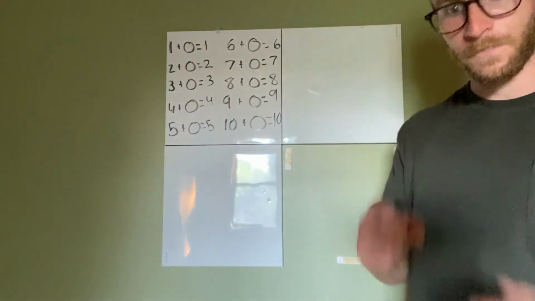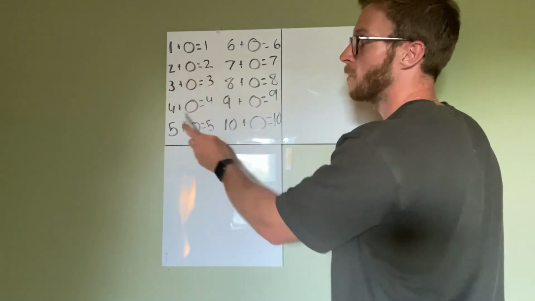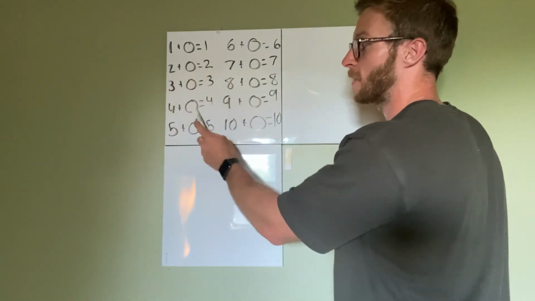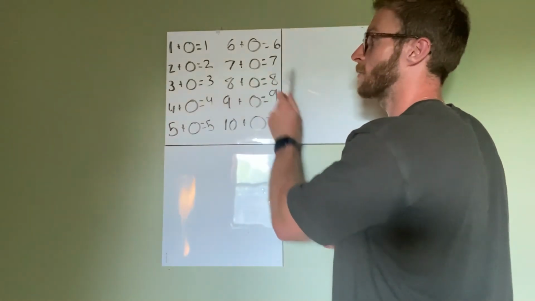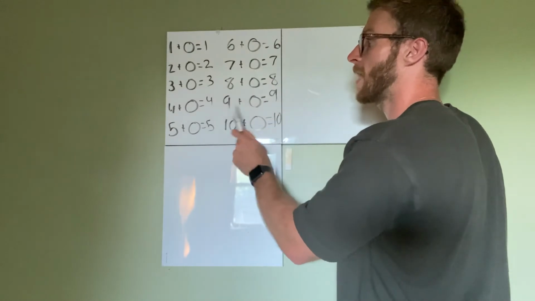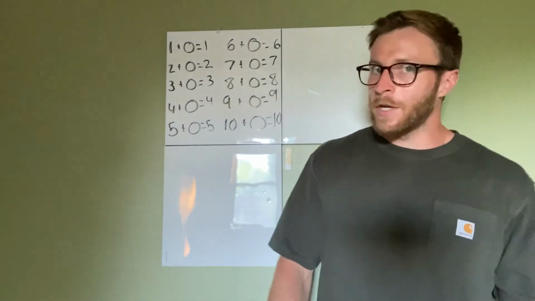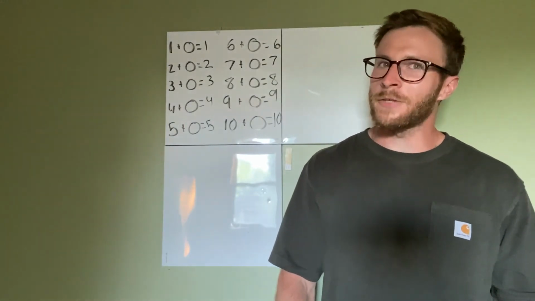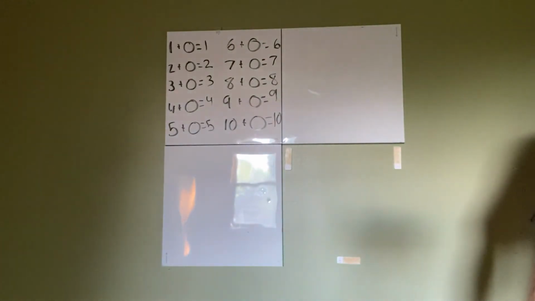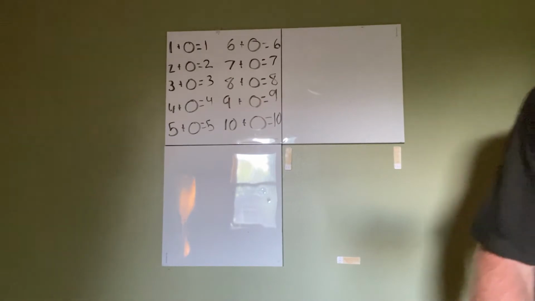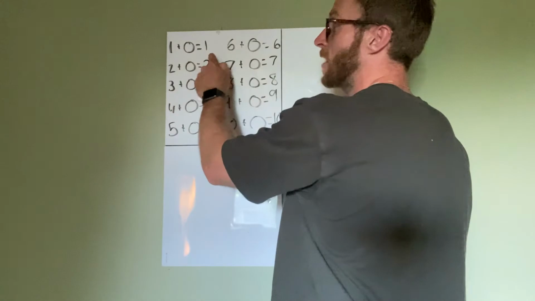Okay. So now we have 1 plus 0 equals 1, 2 plus 0 equals 2, 3 plus 0 equals 3, 4 plus 0 equals 4, 5 plus 0 equals 5, 6 plus 0 equals 6, 7 plus 0 equals 7, 8 plus 0 equals 8, 9 plus 0 equals 9, and 10 plus 0 equals 10. What do we notice here? What's interesting about these that we notice? Take a couple seconds and think about it. How does adding 0 to this first number, number 1, change our answer?